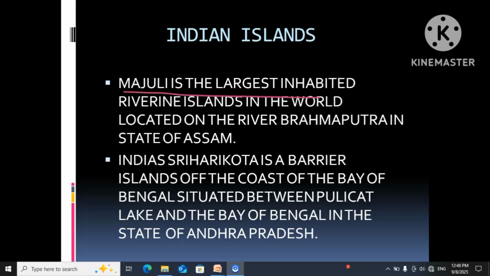Majuli is the largest inhabited riverine island in the world, located on the river Brahmaputra in the state of Assam.